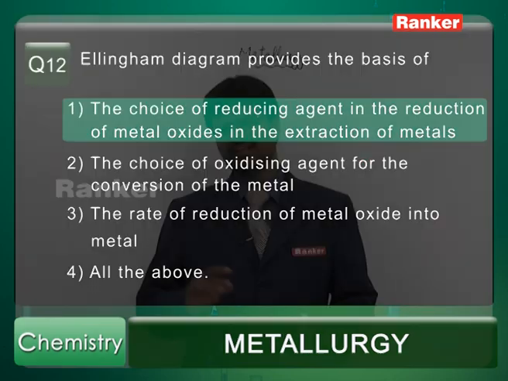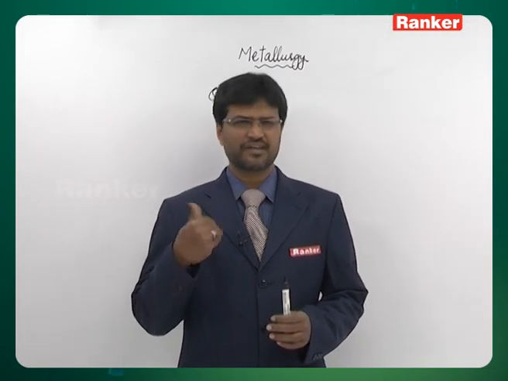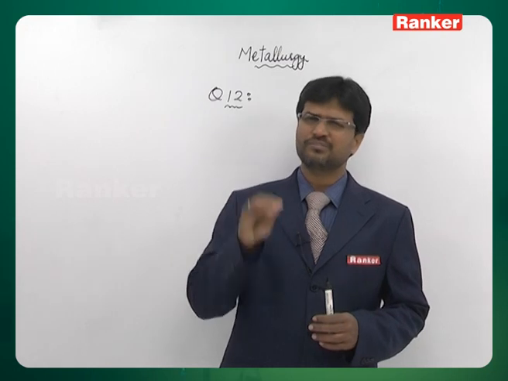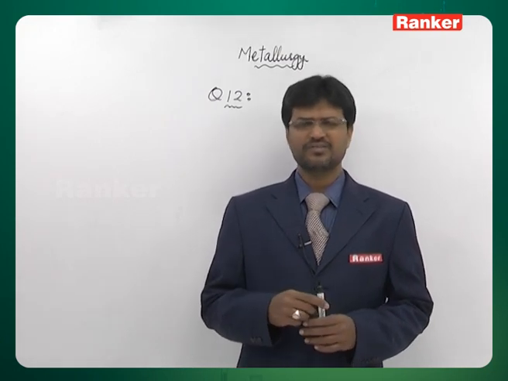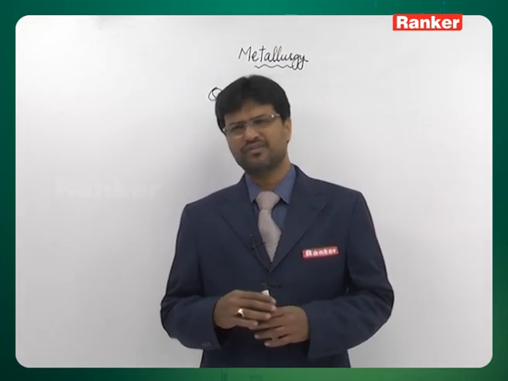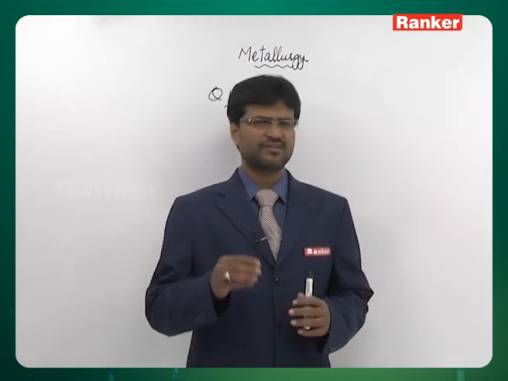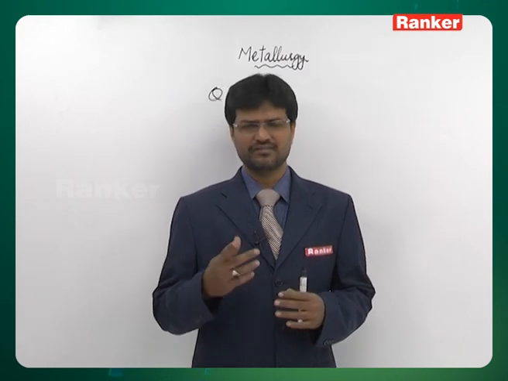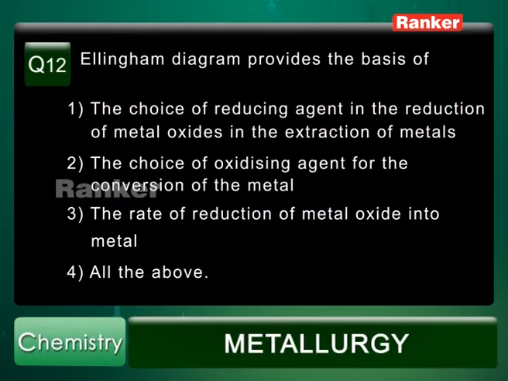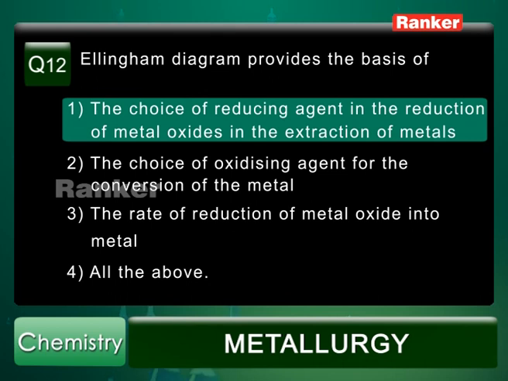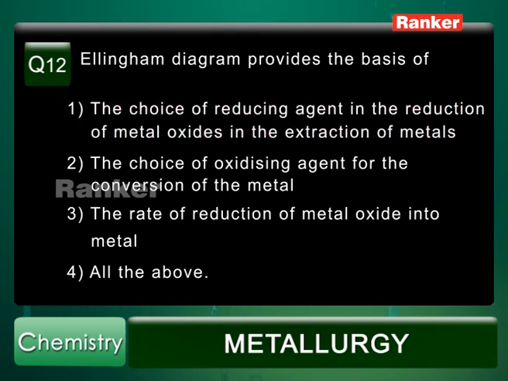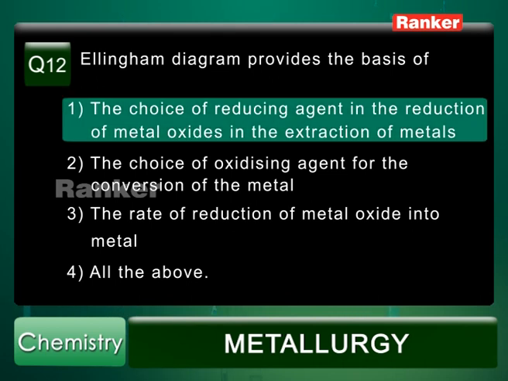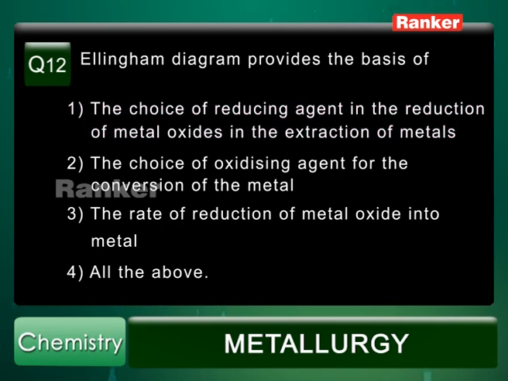We have already said that a metal can reduce another metal oxide if it is present below it in the Ellingham diagram. So you can make a proper choice of reducing agent for reduction of a particular metal oxide. You need to see to it that delta G for the overall reaction should be negative. So the correct answer is first option, that is Ellingham diagram provides a basis for making a choice of reducing agent to reduce a particular metal oxide.